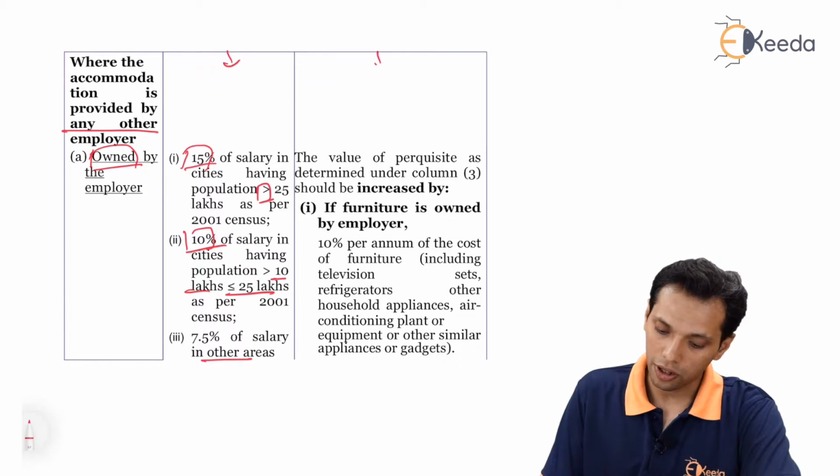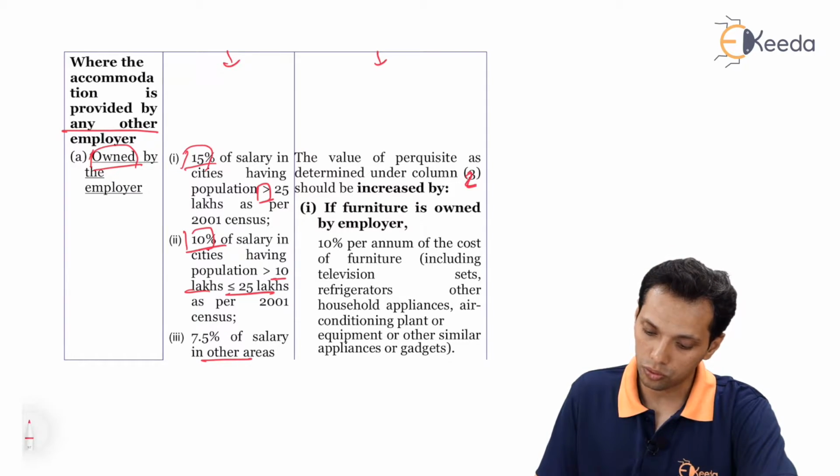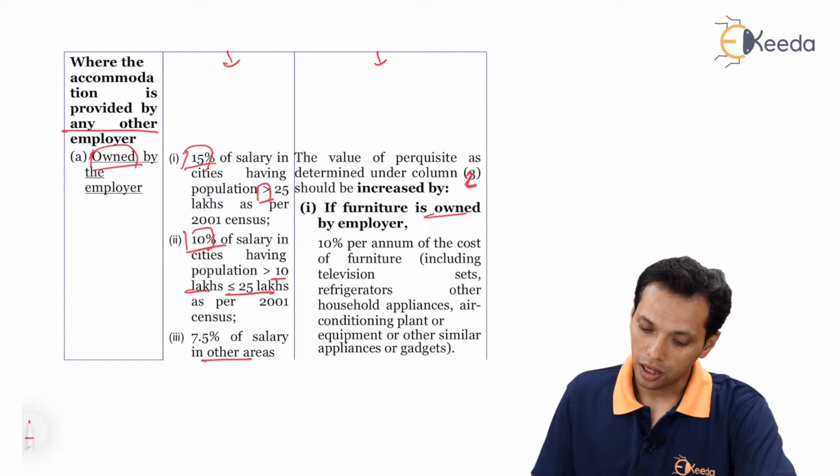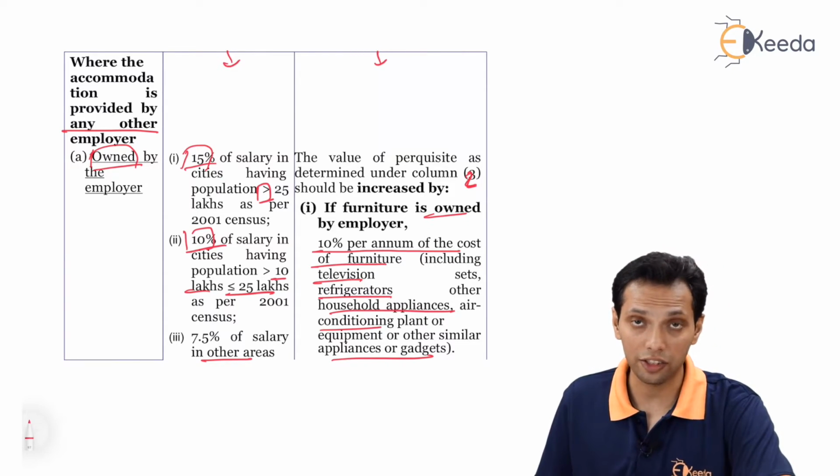This was unfurnished. This is furnished. The value of perquisite is determined under column 2, which should be increased by furniture owned by the employer: 10% per annum of the cost of the furniture, including television sets, refrigerators, household appliances, air conditioning plant or equipment, or similar appliances or gadgets.